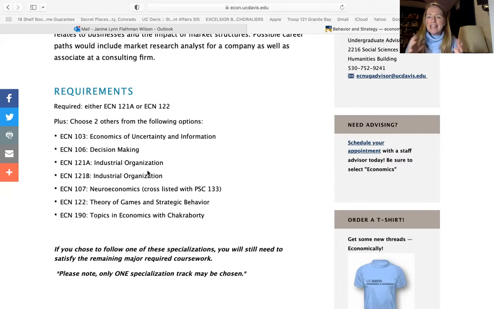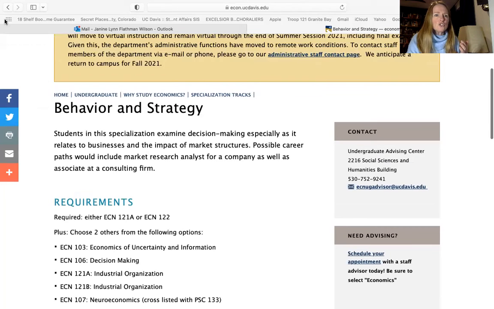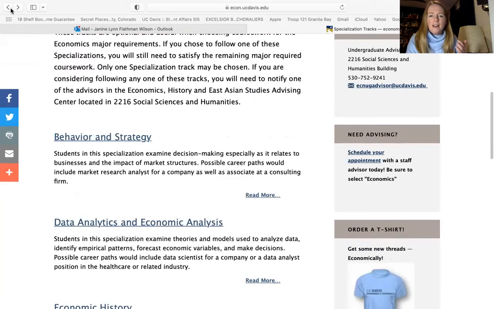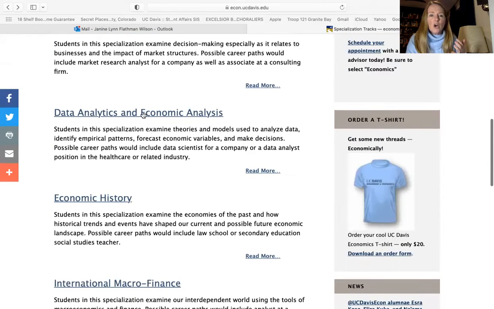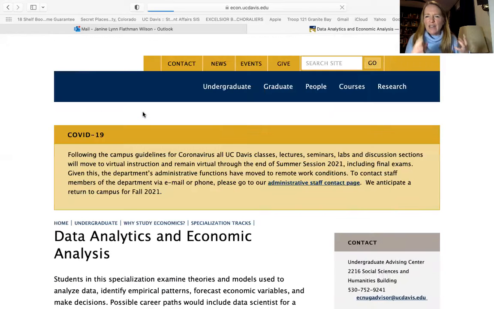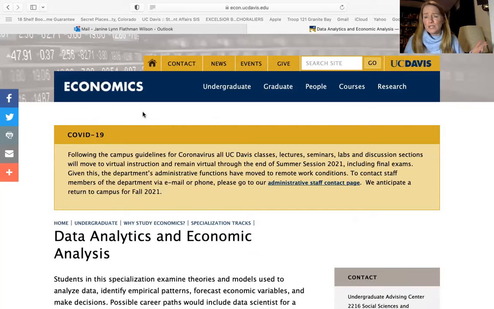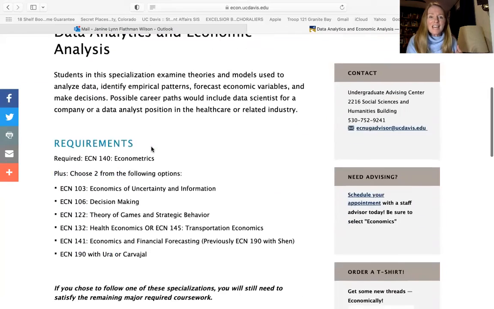So what's kind of fun as you're beginning your career in the economics department is to just scroll through some of these pages where you can see data analytics, what kind of coursework is under that category. Now, you don't have to choose a specialization track. You can take classes from all over the board, but it does kind of help you focus.